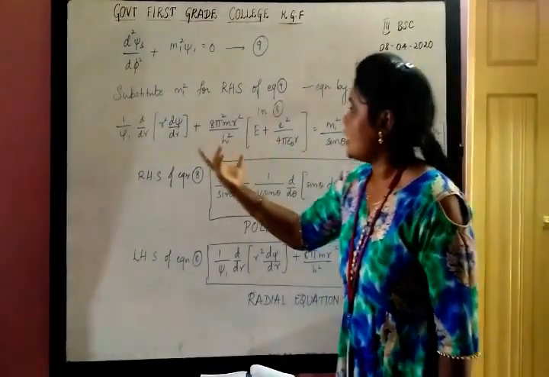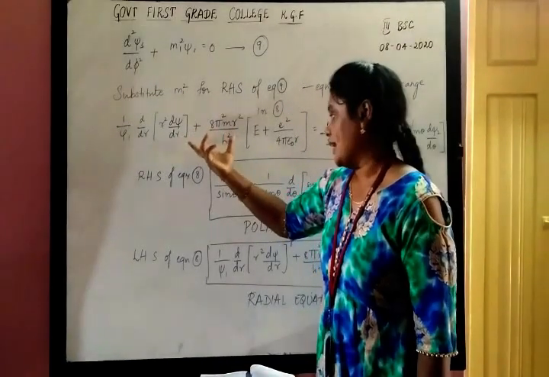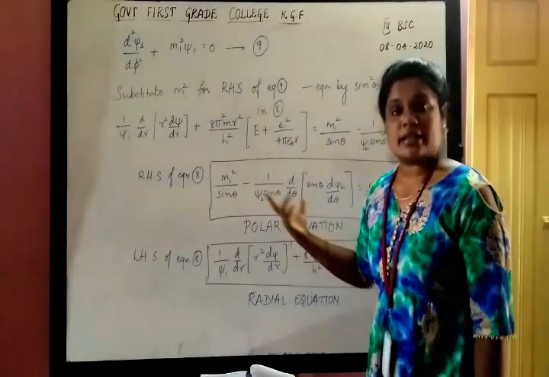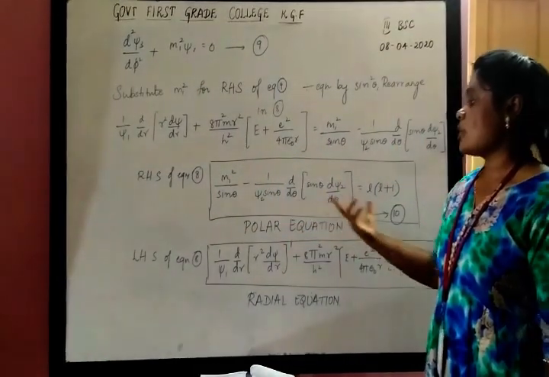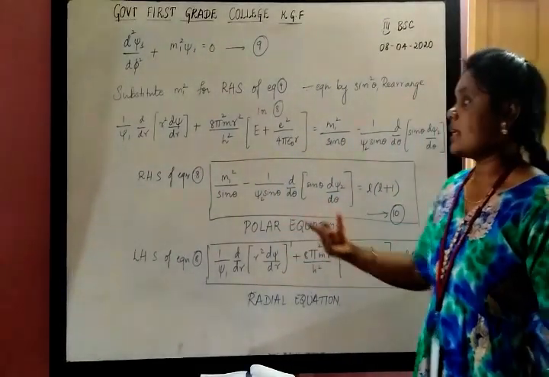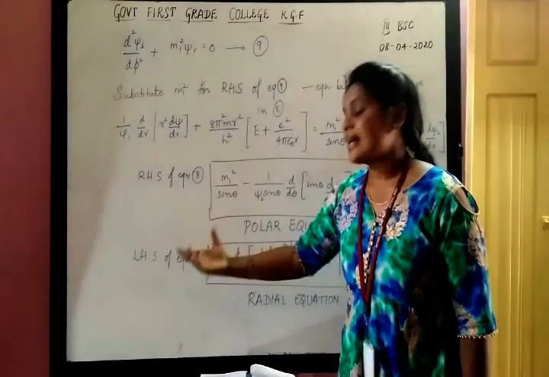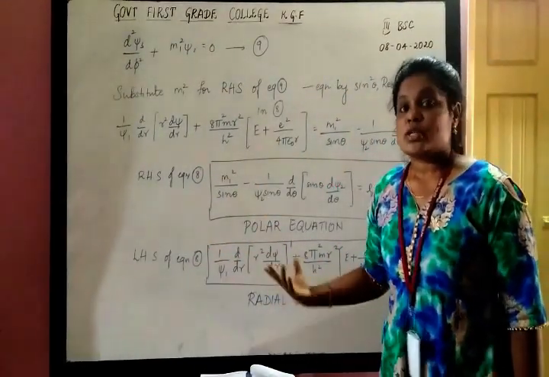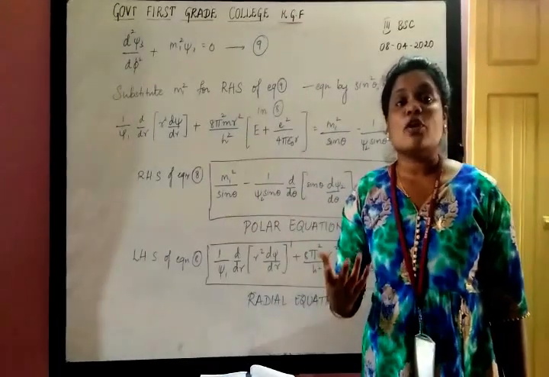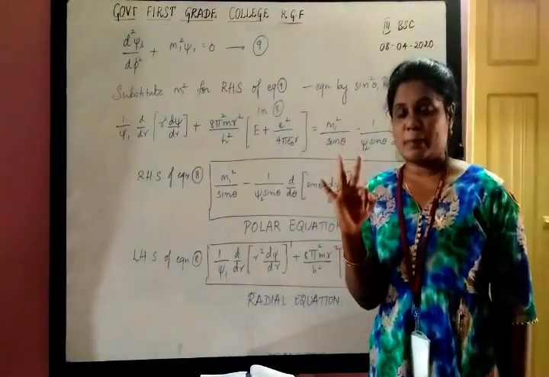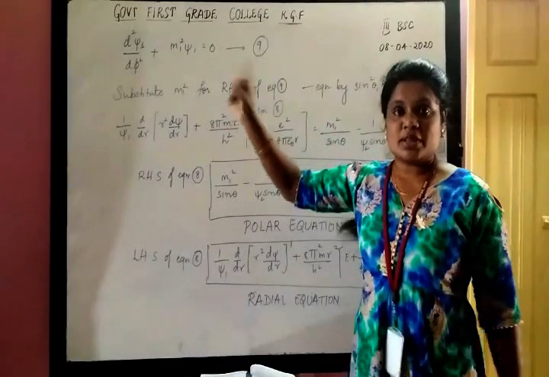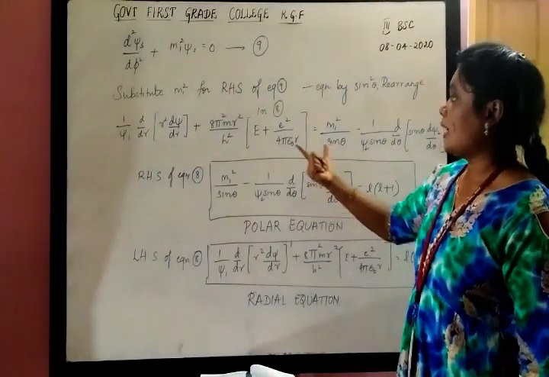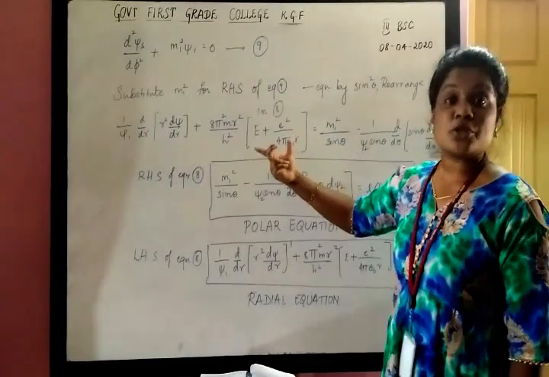Now the RHS of equation 8 is called the polar equation, and the left hand side of equation 8 is called the radial equation. Therefore, the Schrodinger wave equation is divided into three parts. First, we saw the azimuthal equation, and second, we saw the polar equation, which is obtained by substituting the value.